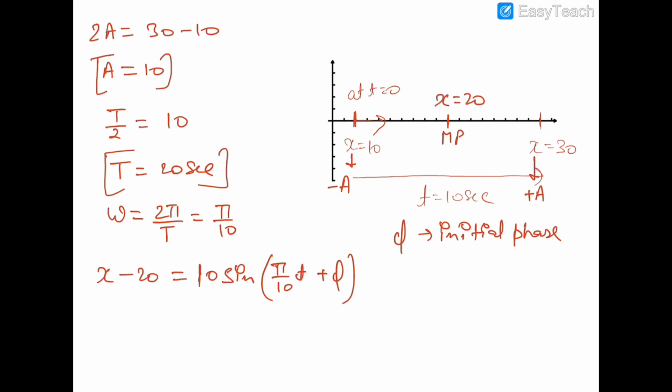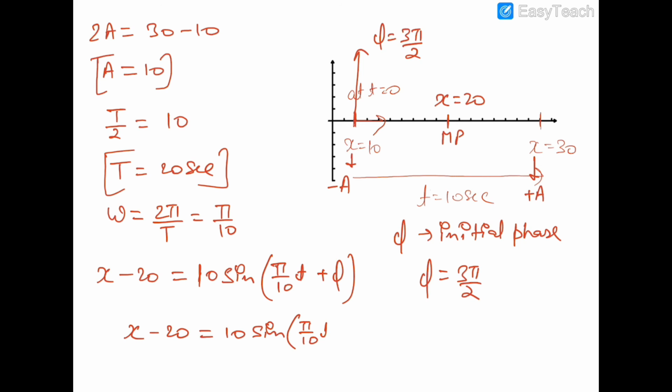You can see that initially the particle was situated at negative extreme minus a. So we know that the phase of this position for the first time is phi is equal to 3 pi by 2. So the initial phase phi is 3 pi by 2. So the equation will be x minus 20 is equal to 10 sine of pi by 10 t plus 3 pi by 2. So this is the equation of SHM in this case.